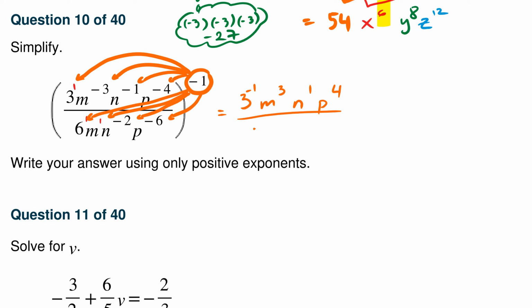over 6 raised to negative 1, m raised to negative 1, n raised to positive 2, and p raised to positive 6.